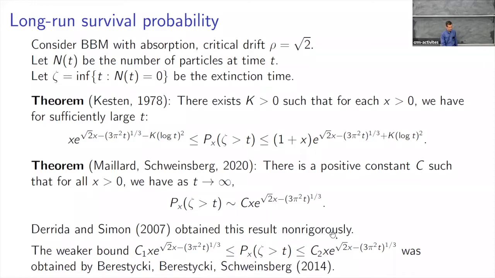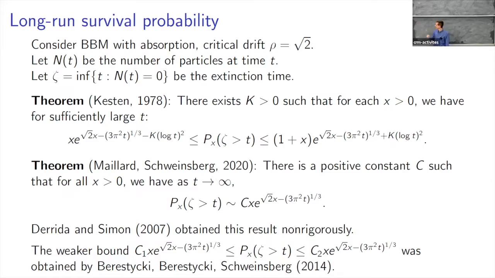Now, I should mention that Derrida and Simon obtained this result more than 10 years earlier using non-rigorous methods. And also in earlier joint work with Julien and Nathanaël Berestycki, we obtained upper and lower bounds for this survival probability that were correct up to multiplicative constants.